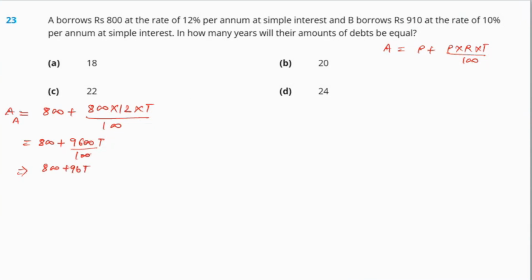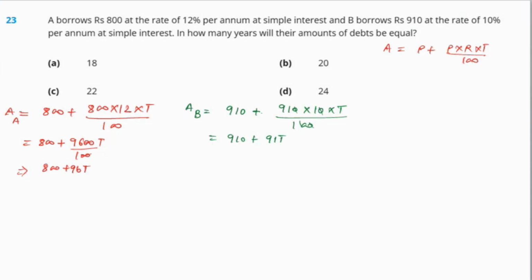Now the amount of B, that is what he is supposed to pay back. He has taken 910, plus 910 times 10% simple interest times time T by 100. These two zeros we can cut, and now we get 910 plus 91T. This is what we get for B.